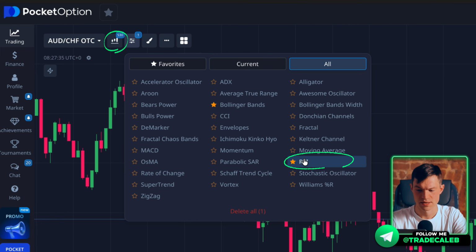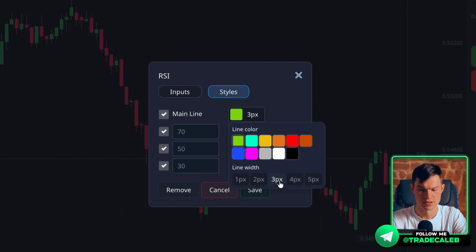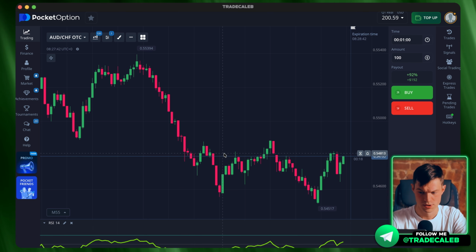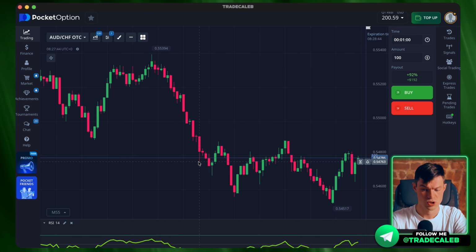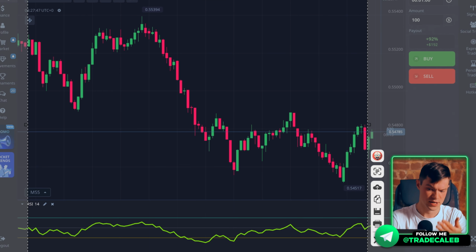I added the RSI indicator, which has a standard period of 14. The only thing I did was make the main line bolder. You may notice that the price chart and the RSI always move in a similar way. For example, when the price is falling, the indicator is also falling. However, at some point, a divergence appears between the price and the indicator.